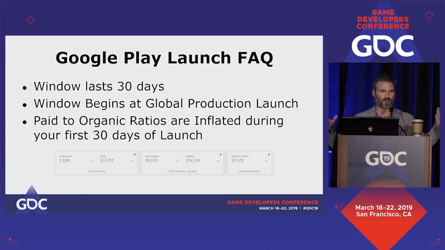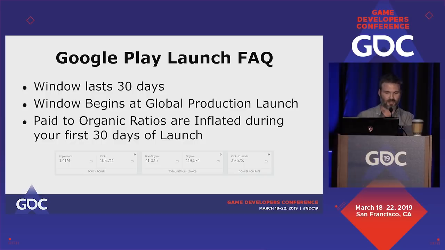So moving on to the launch step. This is probably the most important part of the presentation today, and it's the one you should pay the closest attention to. This window lasts 30 days, and it begins the moment that you push from open beta to production. During this time, your organic to paid ratios are going to be incredibly inflated, the most inflated you've ever seen for the game and will ever see for the game. So this can be as high as 4 organic installs for every paid install, and this is without a feature. So forget about features for the moment.